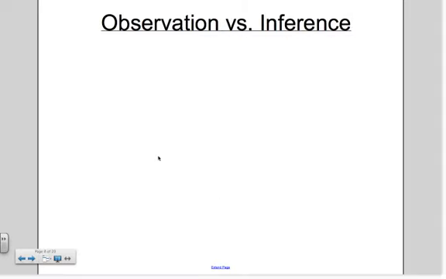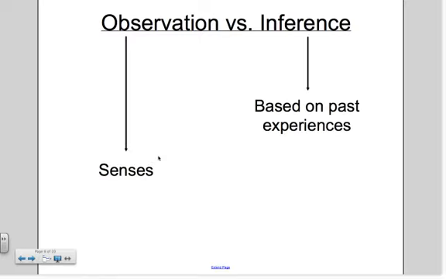Okay, there's a difference, however, between an observation and an inference. An observation is when you use your senses. An inference is based on past experiences. For example, let's say you see something and you say that it looks like a piece of cheese. It smells like a piece of cheese. That would be an observation. Okay, it's yellow. If you said it's cheese, well, that's an inference.